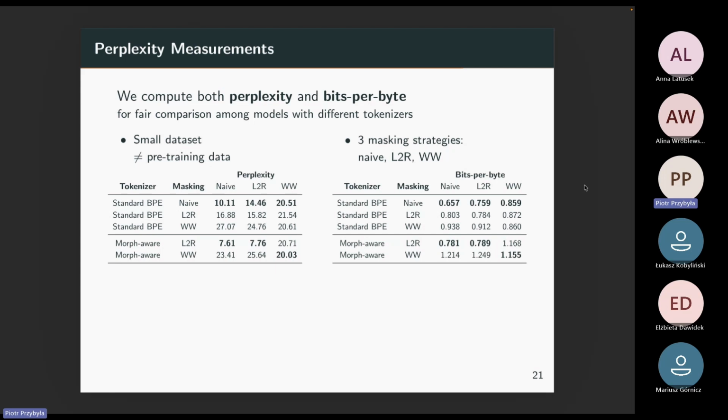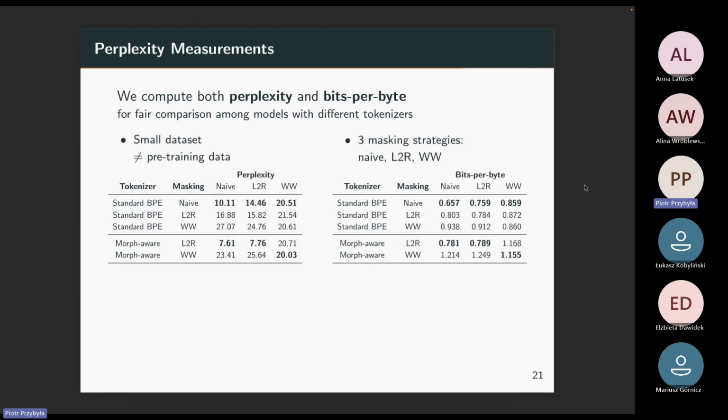That's why, apart from perplexity, we can also use bits per byte, which is normalizing for the size of the vocabulary, or conversely for the length of the token that you're trying to predict, right? However, this is just for the general interest because it doesn't really change the results.